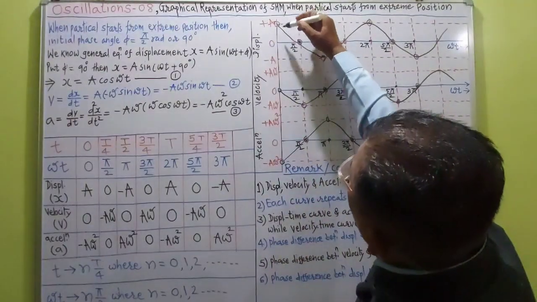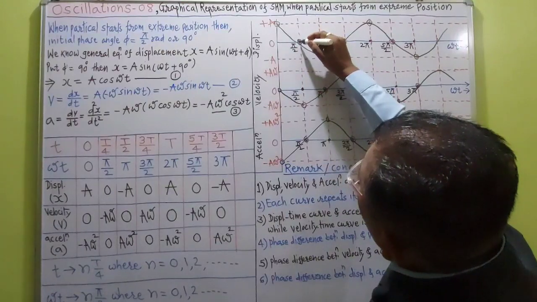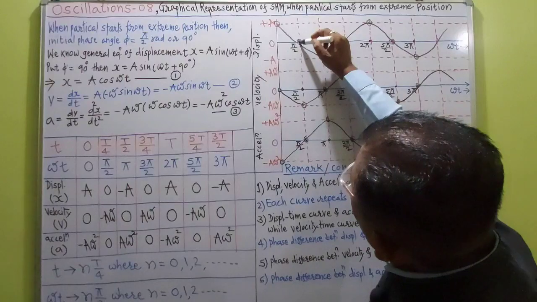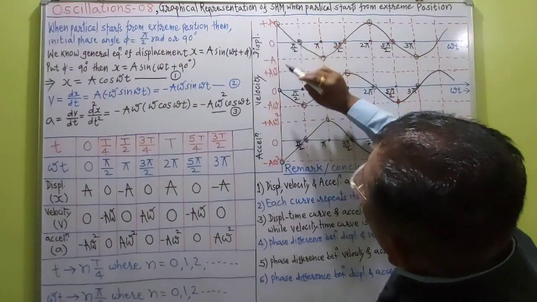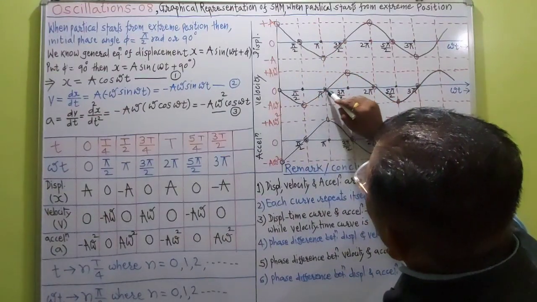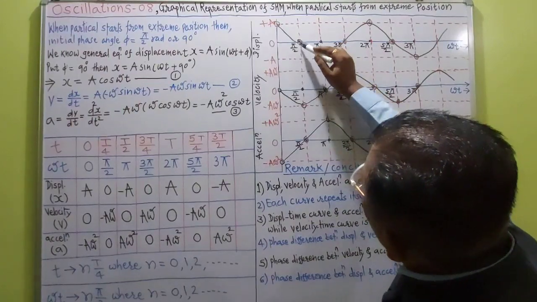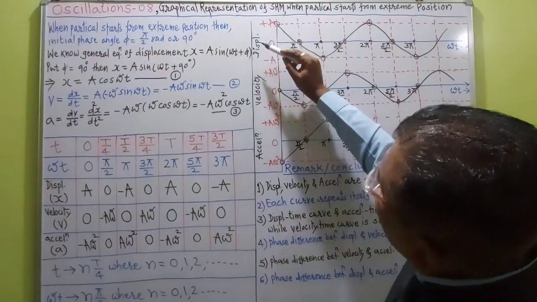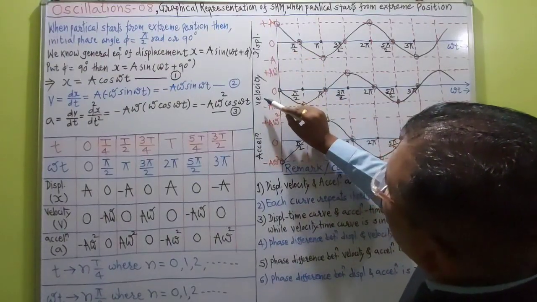See here, displacement touches the x-axis at first at phase pi by 2. Velocity touches the x-axis at first at pi. Difference between the two, pi minus pi by 2, we get pi by 2. So the phase difference between displacement and velocity is pi by 2.